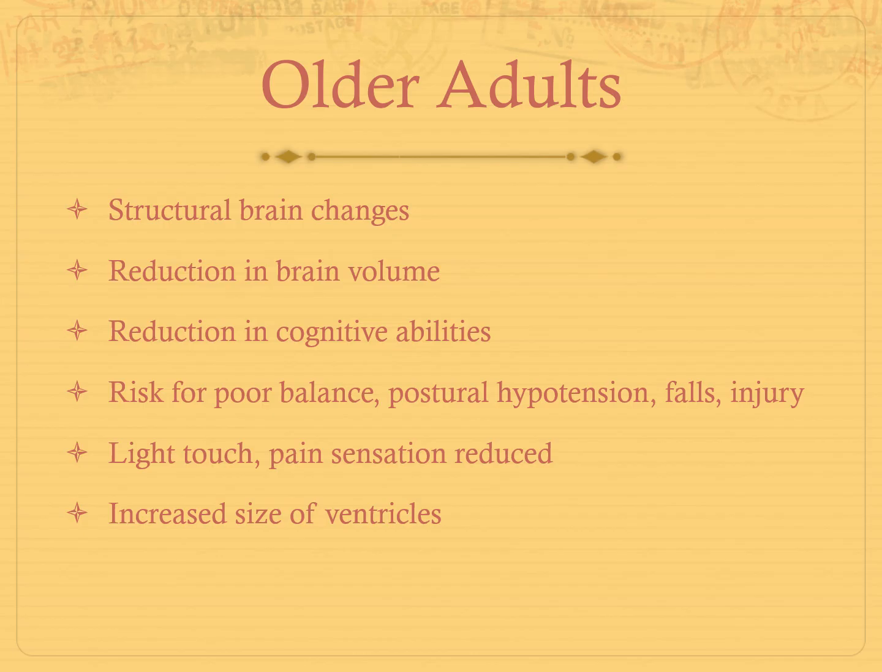Reduced light touch and pain sensation. Normal aging also affects sensory perception. Older adults often experience decreased sensitivity to light touch, pain, temperature, vibration, and position sense. Because sensation is diminished, injuries may go unnoticed. For example, an older adult with diabetes and peripheral neuropathy may not realize they have developed a foot ulcer until it becomes infected.